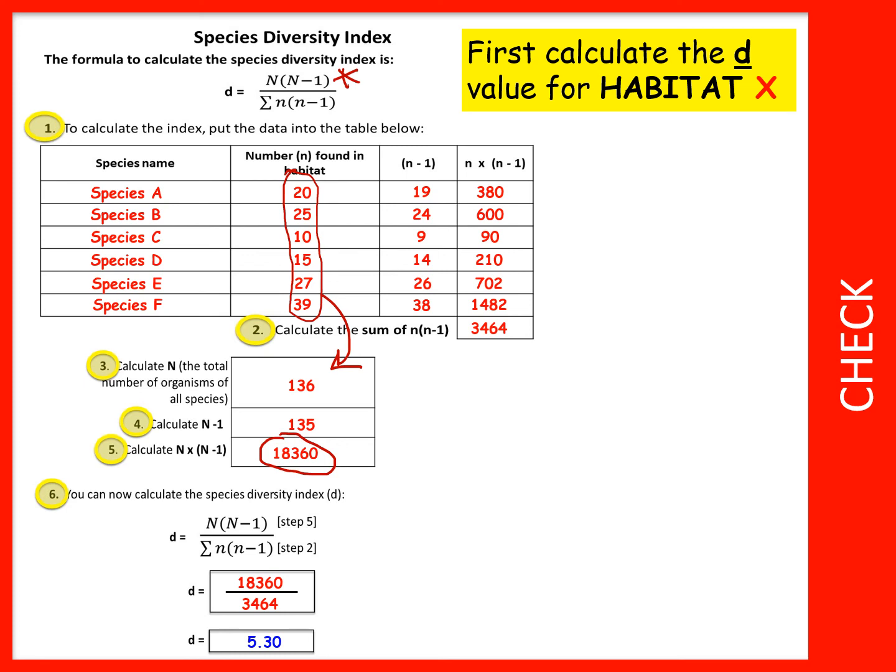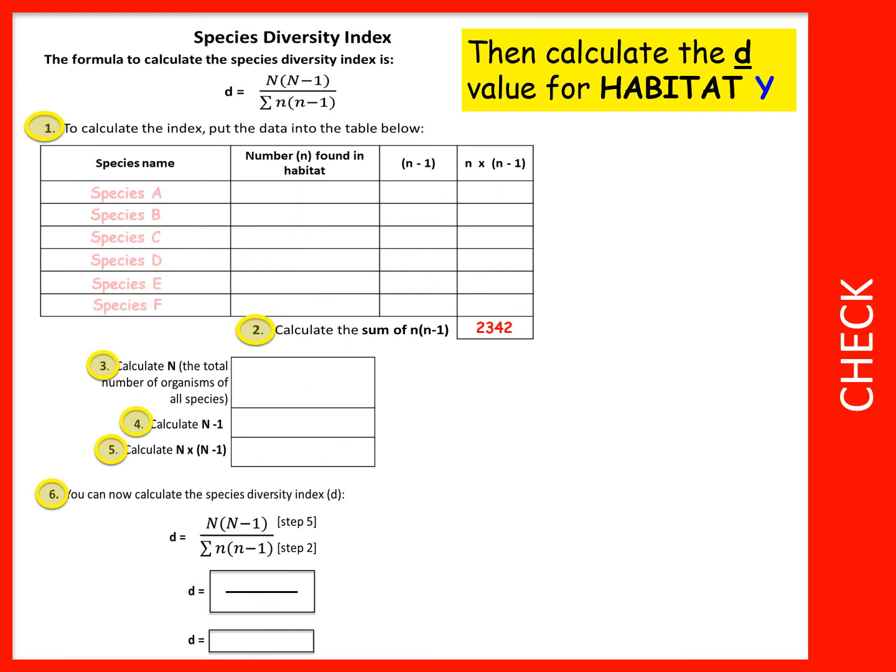We're then going to do exactly the same for the second community. Species A to F. This time we're going to go n times n minus 1 for the 6 different species, and we get 2,342. We add up the total number of individuals of each of the 6 different species, and that's going to be 90. So 90 times 89 will give us 8,010. That goes on the top of the equation. 2,342 goes on the bottom of the equation, and that will give us a value of 3.42.